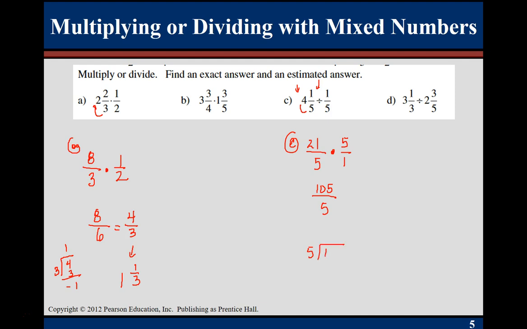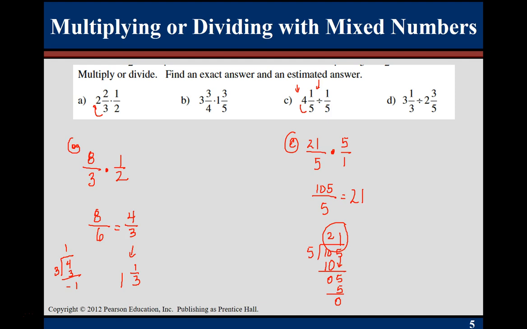5 goes into 105 how many times? 5 will go into 10 twice. 2 times 5 is 10, and I don't have anything left over, and I still need to bring down the 5 though. 5 goes into 5 once. And so 1 times 5 is 5. I have no remainder. So I'll just have the whole number 21. Pause the video and see if you can solve B and D.